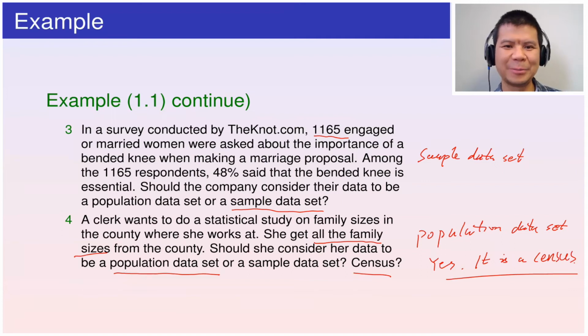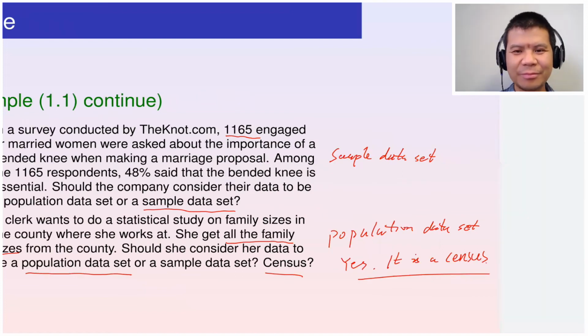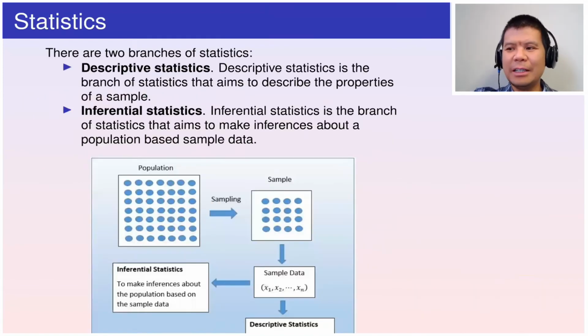Okay, very good. I hope that you already know these concepts of population and sample, and you know the difference between them. Here is what we do in statistics. There are two branches of statistics. One is descriptive statistics. The other is inferential statistics.